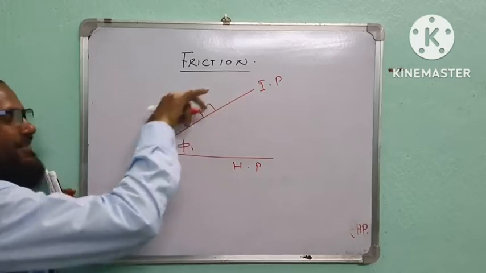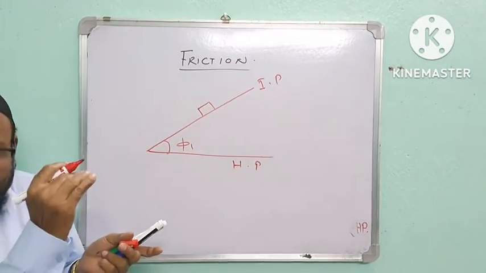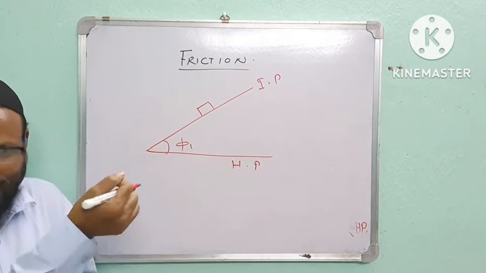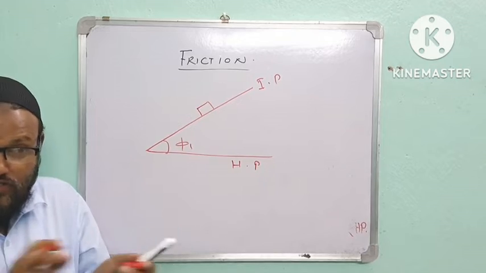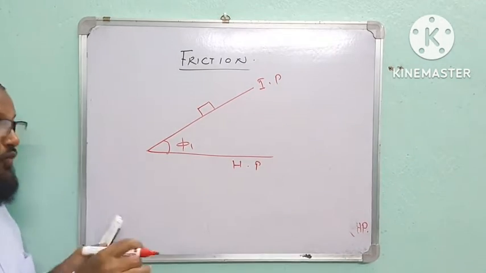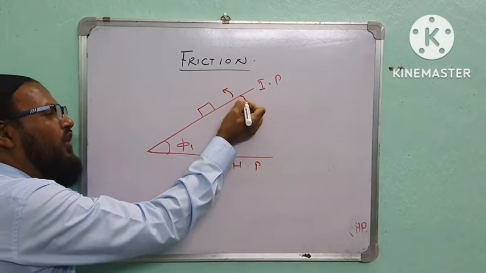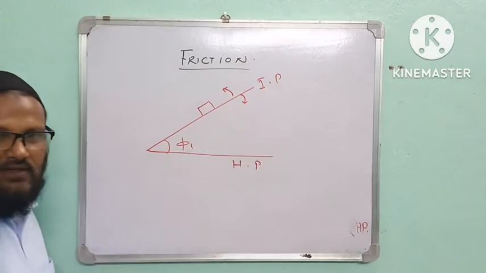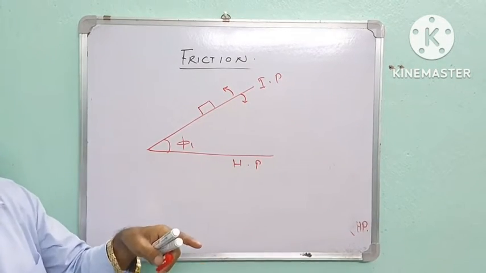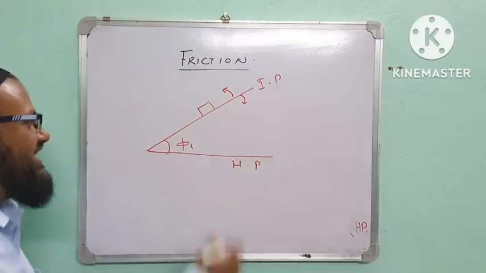The body is kept here. The body is not moving up. What is the tendency of the body? To move down. But the body is not moving, not falling down. Now, please tell me, in which direction is the inclined plane taken? In the direction where there is a chance of the body falling.